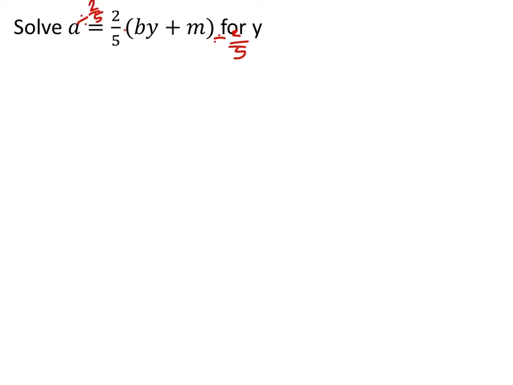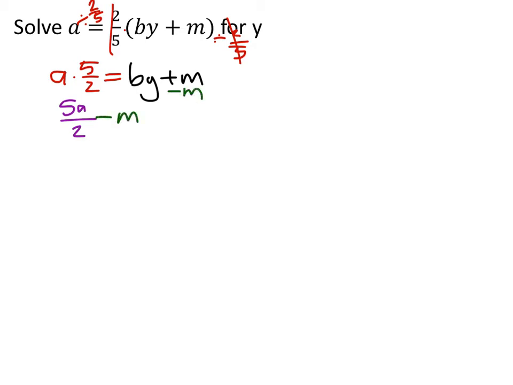And we've got to remember back with fraction division. Since I'm dividing by that fraction, I need to reciprocate it to make it multiplication. So it's really a times 5/2. And now this equals, right, the 2/5 cancels out with this divided by 2/5. Anything divided by itself is 1. So that equals by plus m. And yeah, we could rewrite this as 5a halves. But what I really want to do right now is subtract that m from both sides. So I'm going to subtract m, and now that equals by.